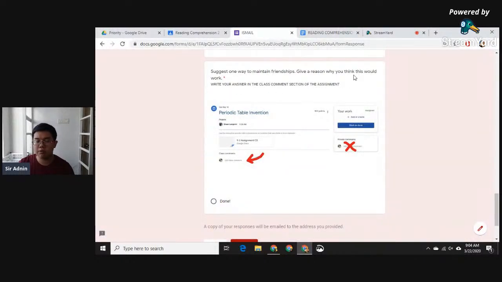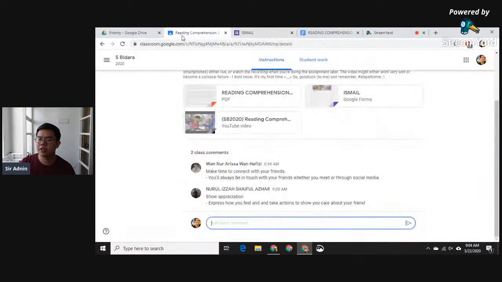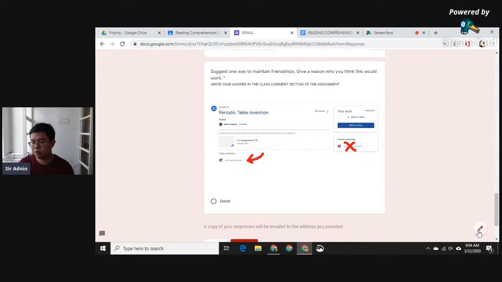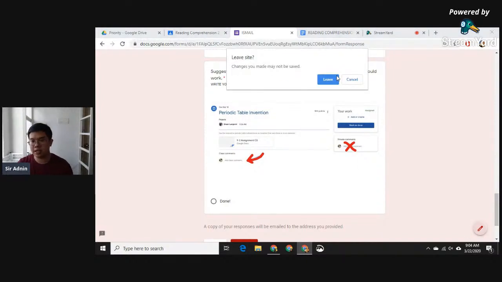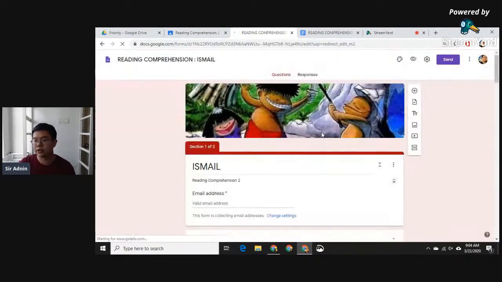give a reason why you think this would work. Mungkin awak kena try fikir sikit jawapan dalam bahasa Melayu and try to find the answer lah. Mungkin you can say, mungkin kawan saya akan rasa lebih dihargai contohnya.